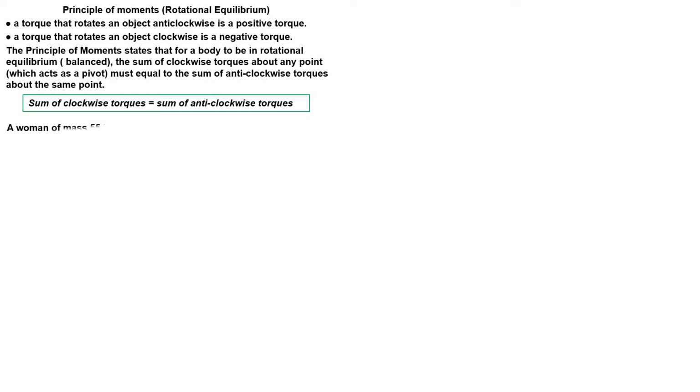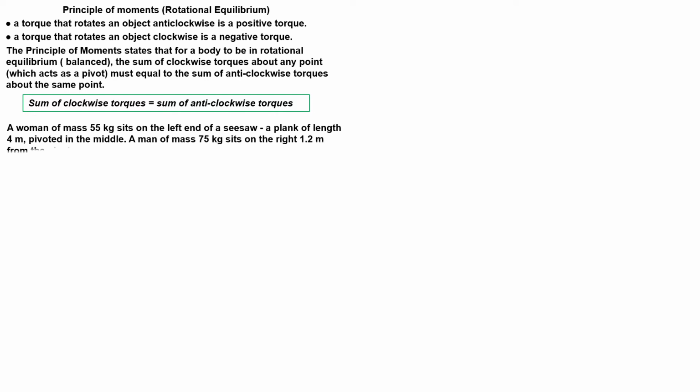A woman of mass 55 kilograms sits on the left end of a seesaw, a plank of length 4 meters, pivoted in the middle. A man of mass 75 kilograms sits on the right 1.2 meters from the pivot. Is the seesaw in equilibrium, balanced, or will it start to rotate?